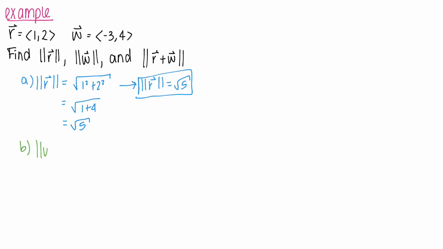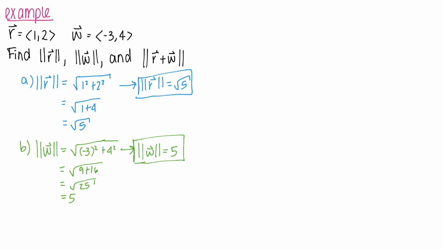For w, we're taking the square root of the horizontal component squared plus the vertical component squared. So 9 plus 16, that's square root of 25, which is 5. So the magnitude of the vector w is 5.